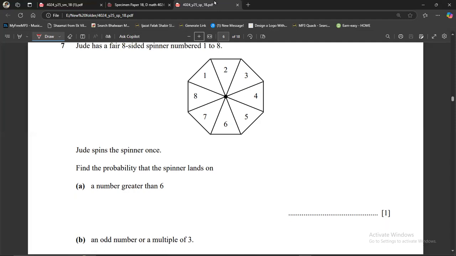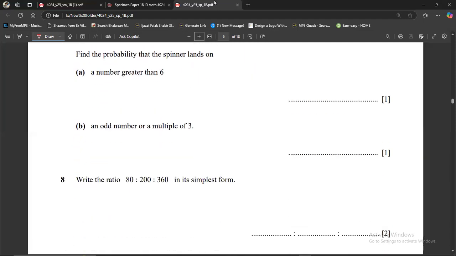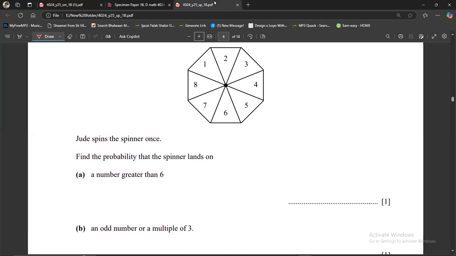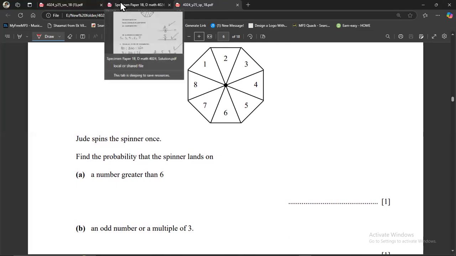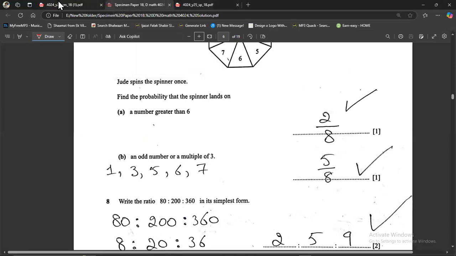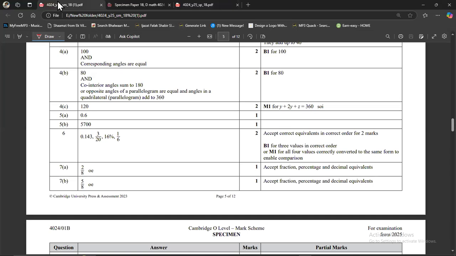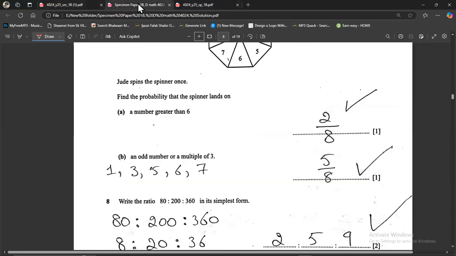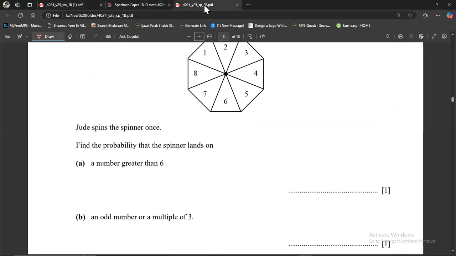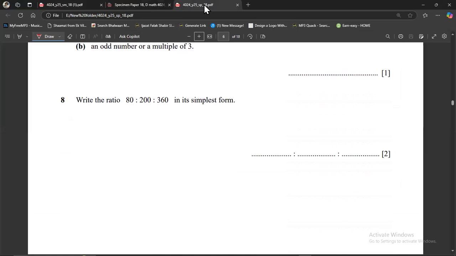Okay, now we have question number 7, B part. He says an odd number or a multiple of 3. So we will count all the odd numbers and also the multiples of 3. So the odd numbers: 1, 3, 5, and 7, and also 6. So there are totally 5 numbers which are either odd numbers or multiples of 3. So 5 divided by 8 is the probability. So 5 divided by 8 is the right answer, sir. So this is how you do question number 7. The solution is showing up. Okay, so we are going to the next question, and the next question is question number 8.